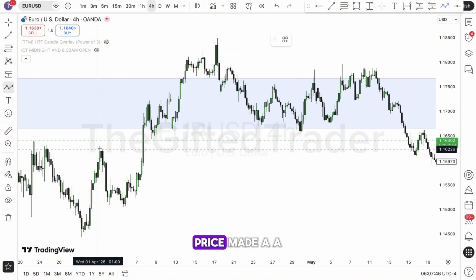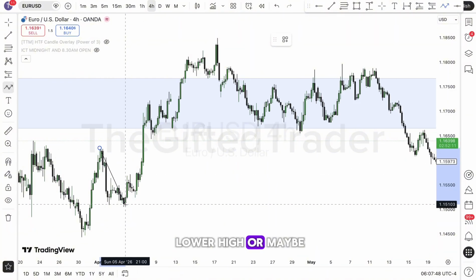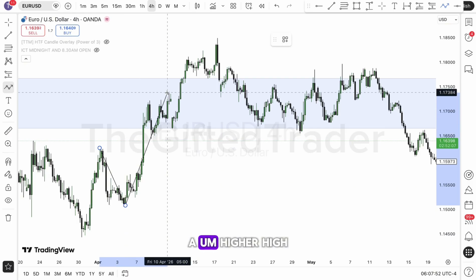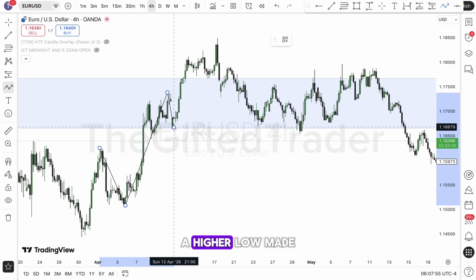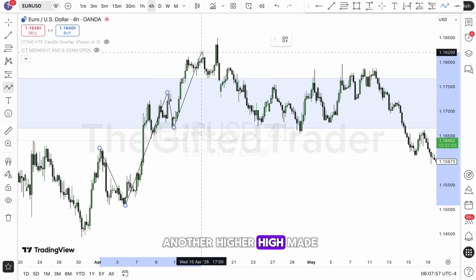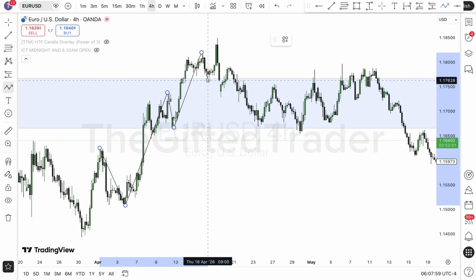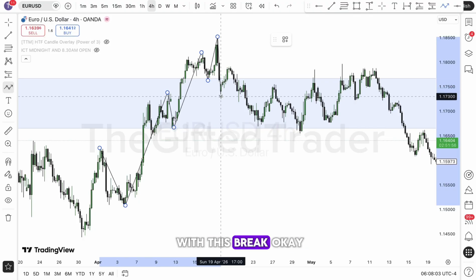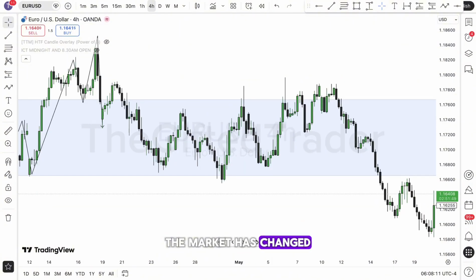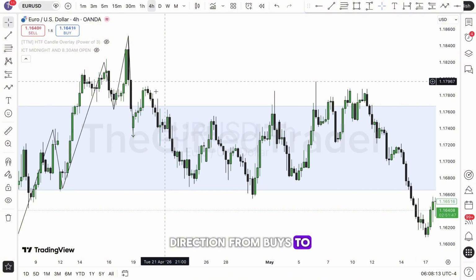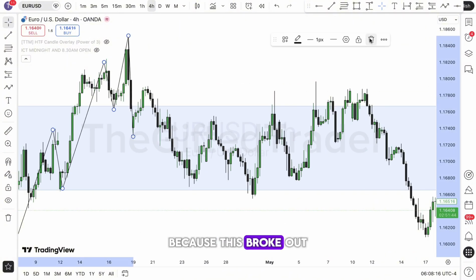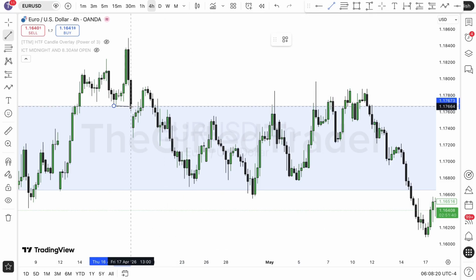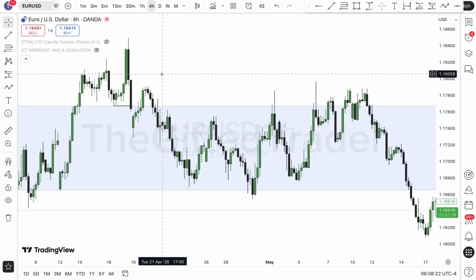Before price got here, price made a higher high, a higher low, a higher high, higher low, made another higher high, made a higher low. You understand? And it made a higher high. With this break, okay, the market has changed direction from buys to sells, because this broke out with a full body candlestick.